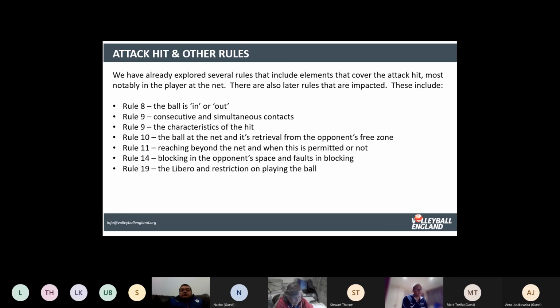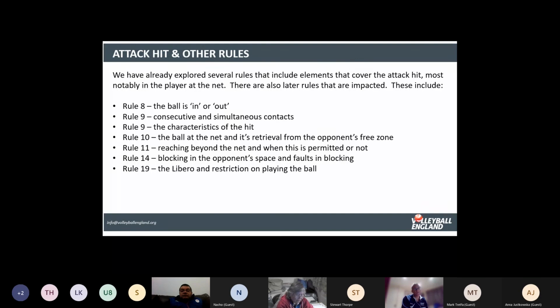We're not going to talk about 10.1.2 this week. Rule 11, reaching beyond the net and when that is permitted and not. And then Rule 14, the block, which we'll talk about next time, about blocking in the opponent's space and faults in blocking. And then finally, rules around the libero and the restrictions on the libero in playing the ball. So those are the other rules. And what I'm not going to do is go through the rules that we've already explored in some depth as we go through this.